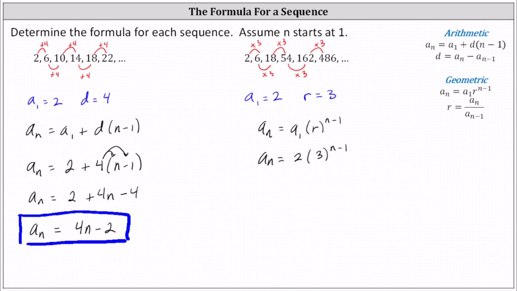And we'll go ahead and leave the formula in this form, but we'll make sure it actually works. We know a sub 1 must equal 2. If we substitute 1 for n, we'd have 2 times 3 to the power of 0. 3 to the 0 is 1, 2 times 1 is 2. To find a sub 2, which is 6, we would substitute 2 for n. A sub 2 is equal to 2 times 3 to the power of 2 minus 1, or 3 to the first, which does give us 2 times 3, which is 6.